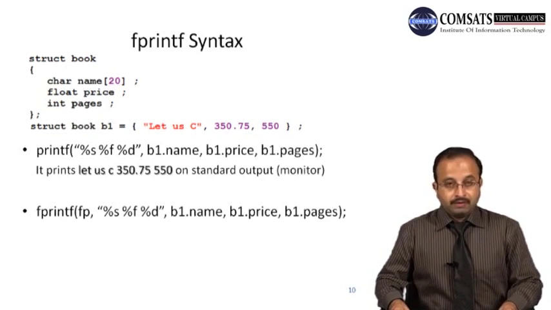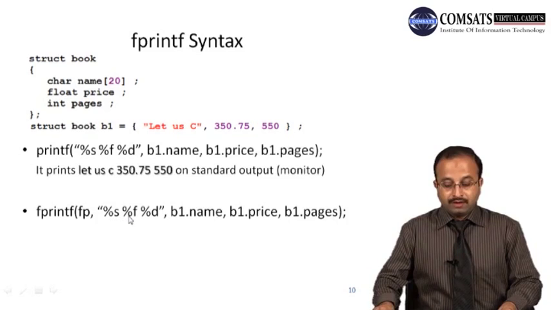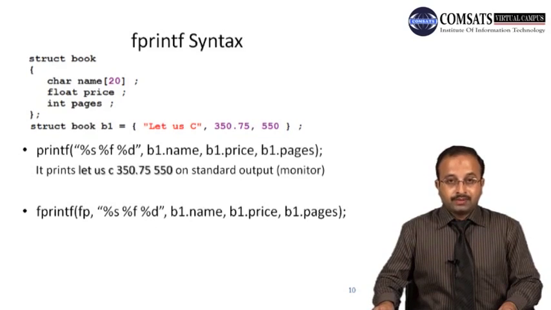So this is the syntax of fprintf. It prints the content in the file stream. ठीक है, same as it is, वही चीज आ रही है. So %s की जगह b1.name, %f की जगह we have the value of b1.price, and %d की जगह we have the value of b1.pages. But this time it won't display the content on the screen. This time it will print whatever is in the double quotes in the file fp.